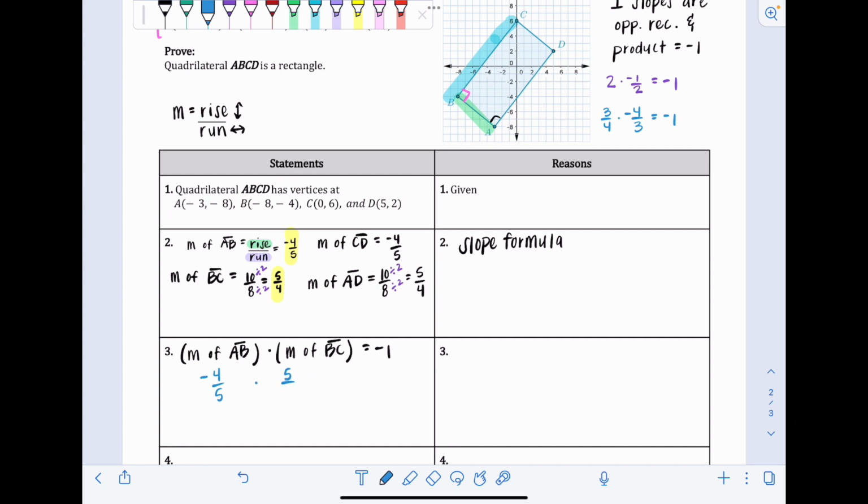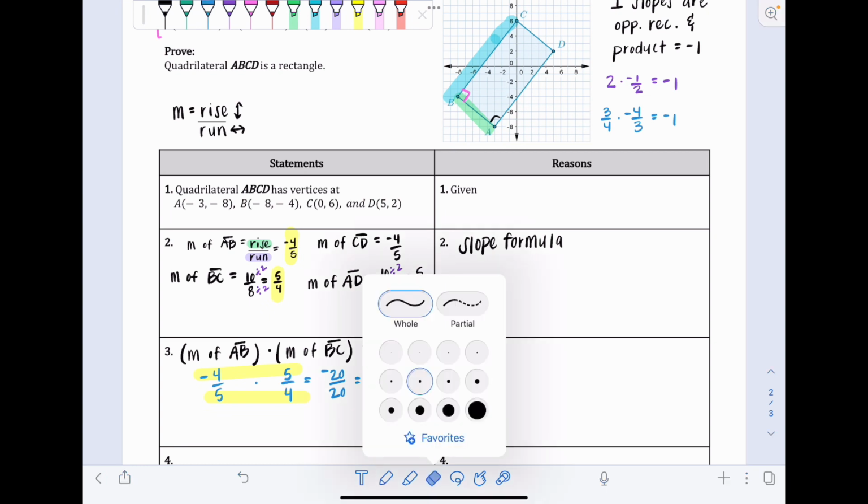Even if we just multiply straight across here, in the numerator it would be -4 times 5, which is -20. And then in the denominator, it would be 5 times 4, which is +20. And then -20 divided by +20 would be -1. So we get that -1 product. That'll always happen when you multiply a number by its opposite reciprocal. You'll get a product of -1.